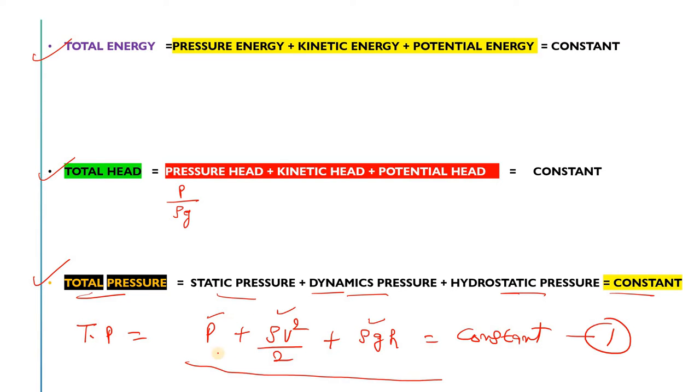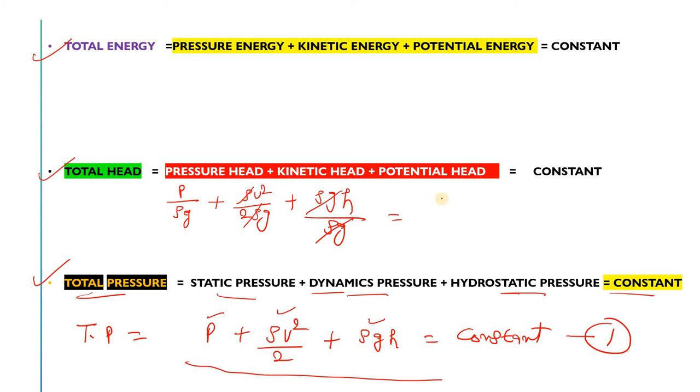Now, if I divide equation number 1 by rho g, then what will be your equation? Your equation will be P by rho g, plus rho V square by 2 rho g, plus rho g h by rho g, is equal to constant by rho g. Rho by rho will be cancelled out, and rho g by rho g will be cancelled out. Then what will be your equation?